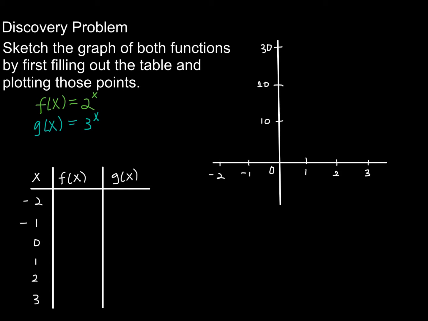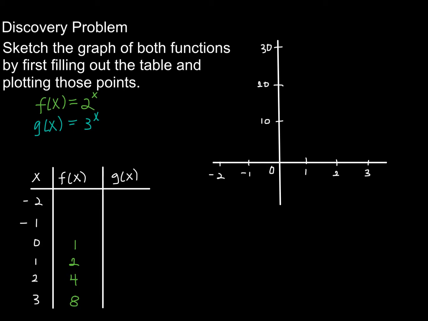All right, so let's start with 0. And if we input an x value of 0 into our function f, we get 2 to the 0, and that is just going to be 1. Okay? Then we have 2 to the 1, and that is just 2. Then 2 squared, that is 4. And then 2 to the 3rd, that is 8.